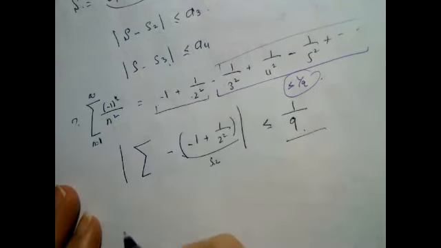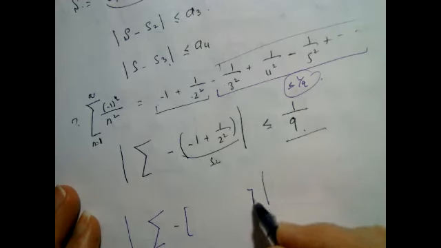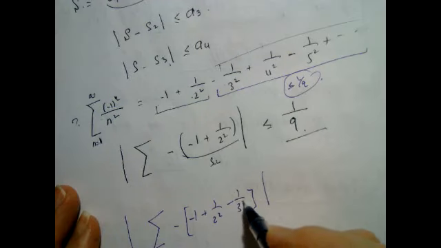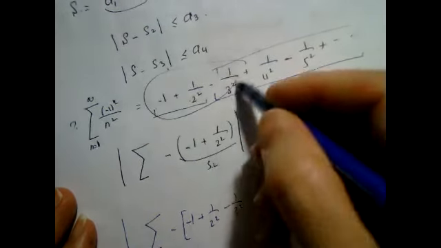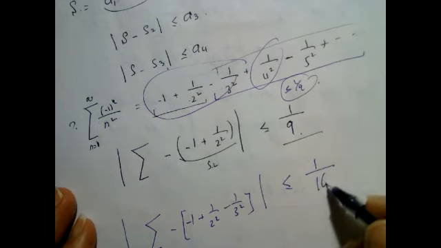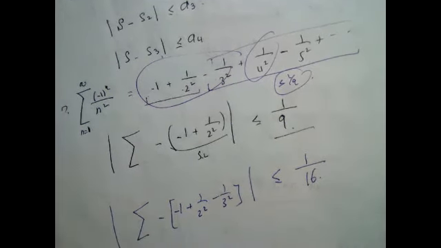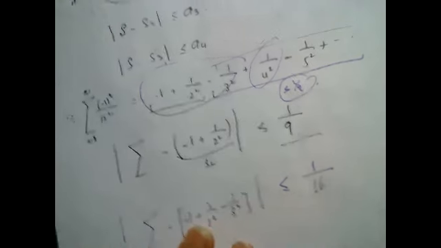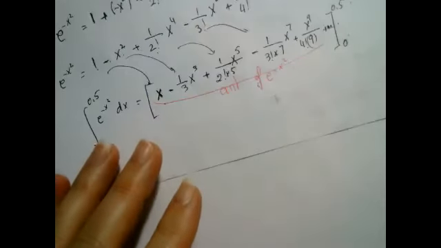And if I use the first three terms, minus 1 plus 1 over 2 squared minus 1 over 3 squared, the error becomes less than 1 over 16. So we have a better estimate. Okay. Yeah, that makes sense to me. Thank you. All right, any other questions?